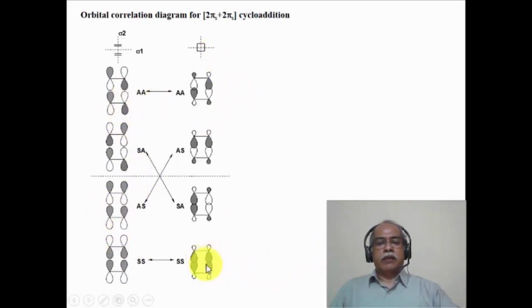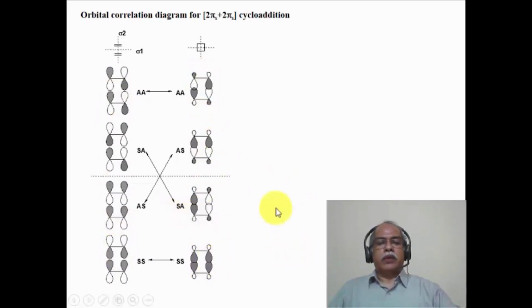So you have a sigma, you have another sigma bond, you have a sigma star and another sigma star kind of a system. So there are two sigma bonds formed. So you will have two sigmas and two sigma stars, and these are the overlapping molecular orbitals of the starting points, and these are the molecular orbitals of the end point.